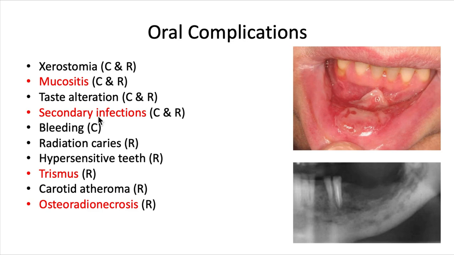And then we have secondary infections. So during radiation and chemotherapy, patients are weakened and their saliva decreases. So they're naturally prone to secondary infection, which could be fungal, bacterial, or viral. The most common is Candida albicans.